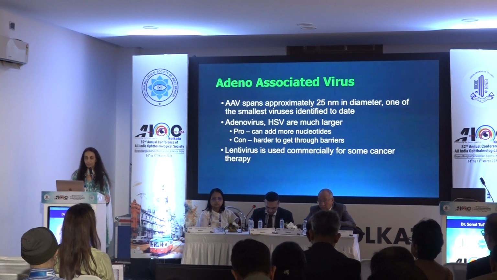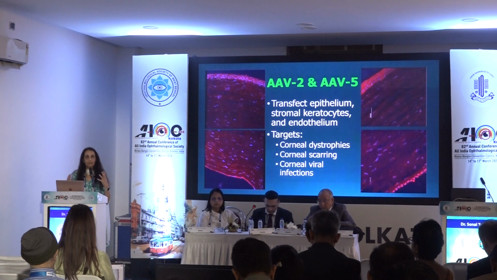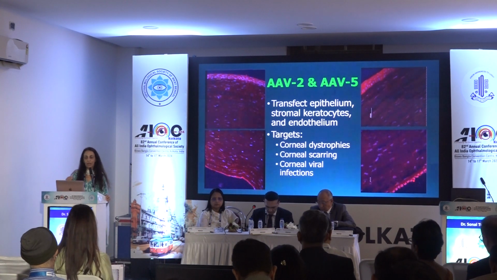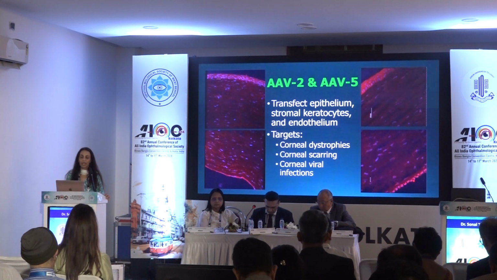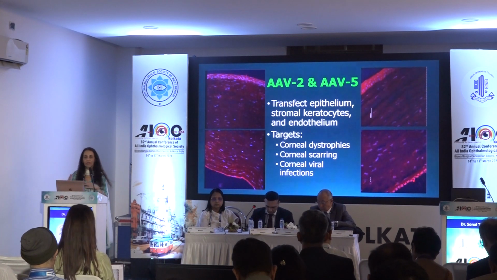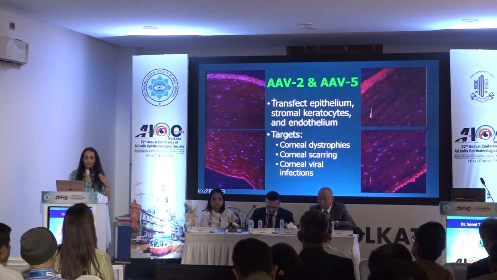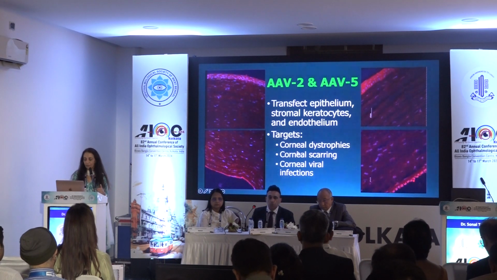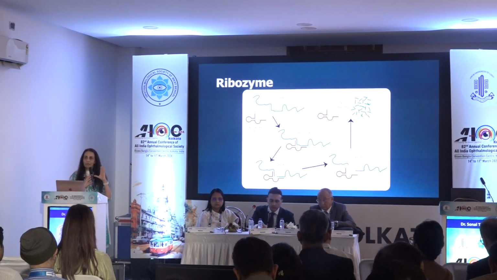And then lentivirus has been used clinically in cancer, as you all probably already know. The cornea: the nice thing about AAV is that different varieties of AAV target different tissues. Here you have AAV2 and 5, which tend to have a propensity for corneal tissue. The 2 and the 5 get into different cells, but you can see how the endothelium is lit up. You can see the epithelium lights up, and a lot of the keratocytes light up with these vectors. And then what we used is a ribozyme, which is something you can custom make.